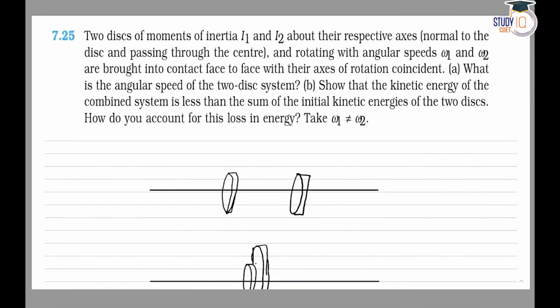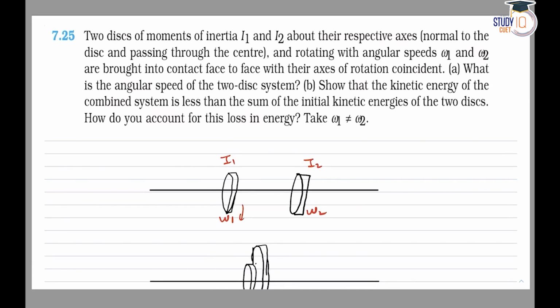NCERT Physics Class 11th, 7th chapter, which is System of Particle and Rotational Motion. So in this situation, we have given two disks with moment of inertia I1 and I2 and rotating about their respective axis passing through the center and normal to the surface. So two disks are given with moment of inertia I1 and I2 and rotating with angular velocity omega 1 and omega 2. Now we had brought them in contact and finally they rotate with angular velocity, let's say omega.